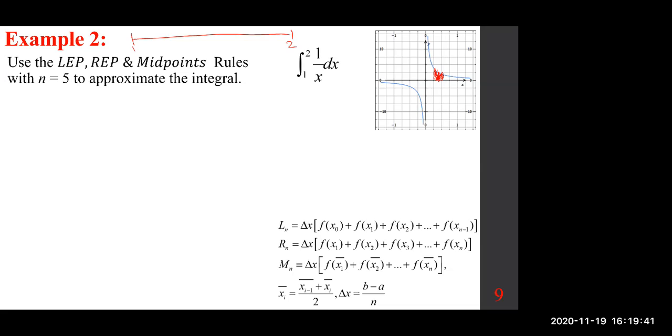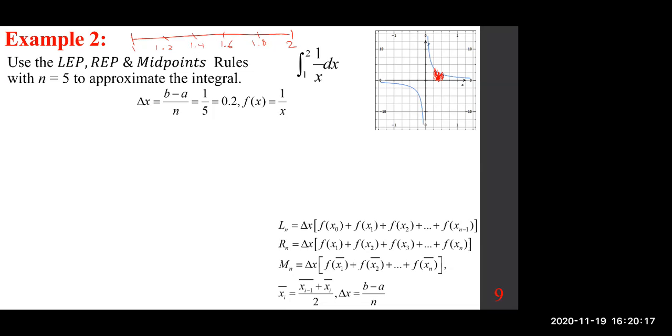So first and foremost, n equals 5. Delta x is b minus a, that means 2 minus 1 over 5, or 0.2. And f of x is 1 over x. So we need to cut this into 5 pieces. Okay, and we said it's 0.2. So this is, class, 1, 1.2, 1.4, 1.6, 1.8.